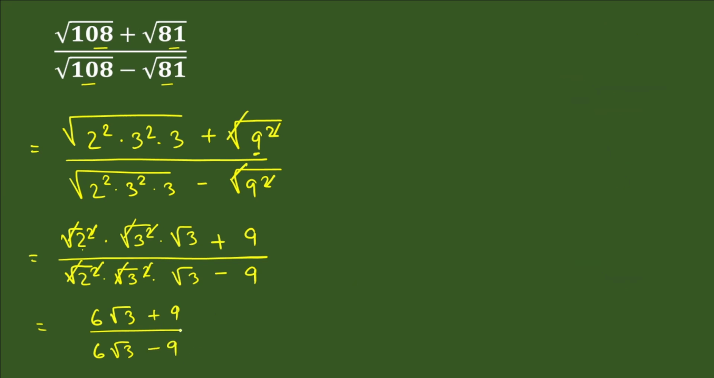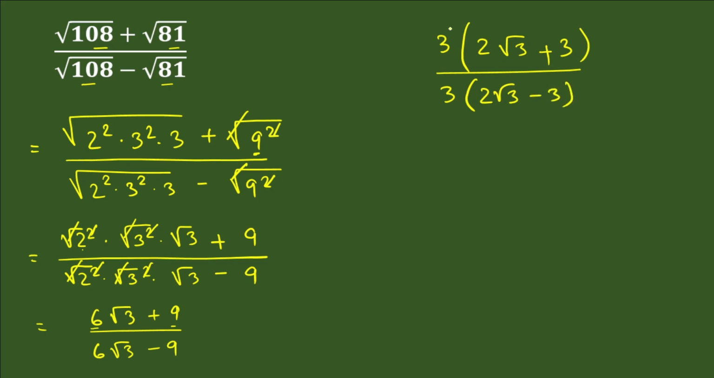Now from the numerator and denominator we can take a common factor. So we'll take 3 common from the numerator and denominator. If we take 3 common from the numerator, the remaining is 2 square root 3 plus 3. The whole term is divided by, now again we'll take 3 common from here, only the sign here will be negative, so it is 2 square root 3 minus 3, right? Now here 3 and 3 will be cancelled, so we are left with 2 square root 3 plus 3 divided by 2 square root 3 minus 3.